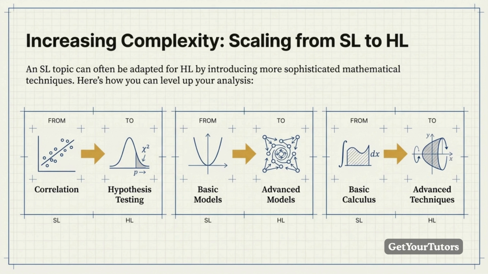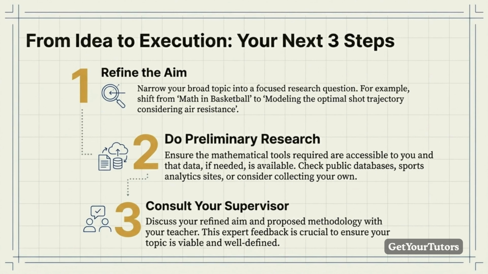Okay, so you've got an idea, you've avoided the overexplored paths. How do you go from that spark of inspiration to an actual plan? Your next 3 tactical steps. Step 1, and this is the most critical thing you can do right now, refine the aim. Narrow that broad topic into a hyper-focused research question. We've all seen the student who starts with math and football and ends up with, well, nothing.